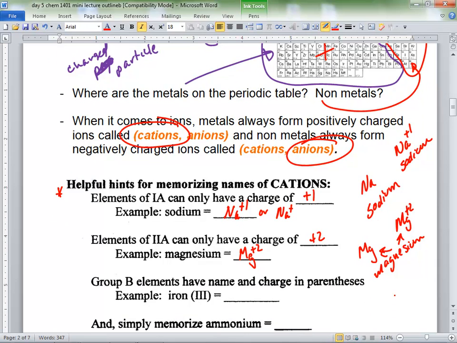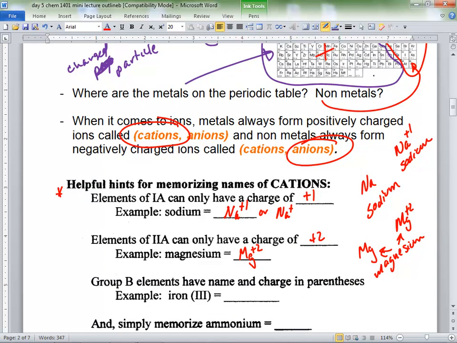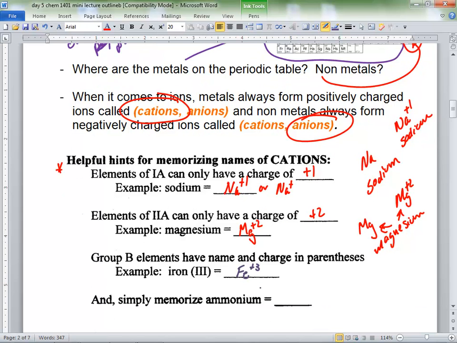Group B elements. Okay, here's all that. Yeah, exactly, Oscar, the transition stuff. That stuff, the B elements. You give the name and a charge in parentheses. Iron 3, so that would be iron and a 3. Copper 2 would be copper and a +2, for example. So you just give the name and the charge in parentheses for all these group B metals. Now remember, they're all positive because they're all metals.